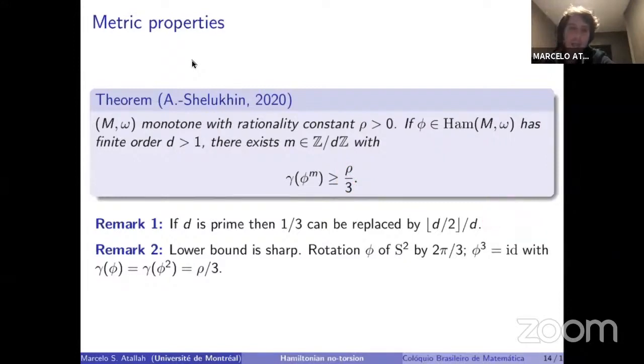And generally speaking, this lower bound is sharp, as can be seen by rotation of the standard sphere by 2 pi over 3. This is a Hamiltonian diffeomorphism of order 3, and the maximal spectral norm of its iterations is rho over 3, which is precisely the lower bound provided by the theorem.